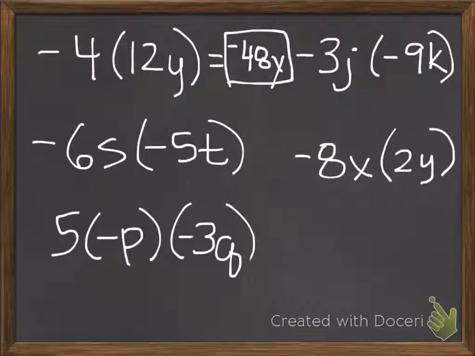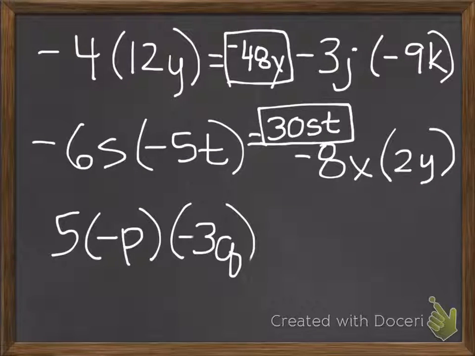Then we have negative 6s times negative 5t. We're going to just focus on the negative 6 times the negative 5, which gives us a positive 30. And then the s and t, since they're both multiplication, they're just going to come right after the 30. So we get 30st, and that's the most we can simplify.